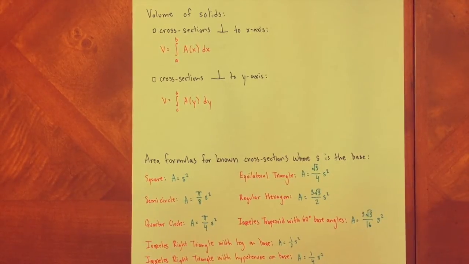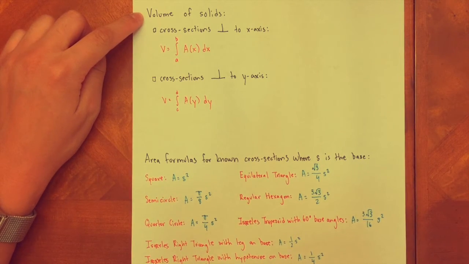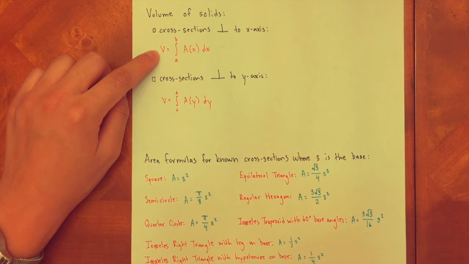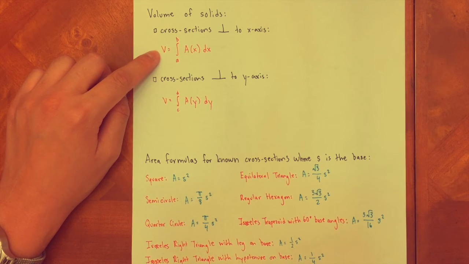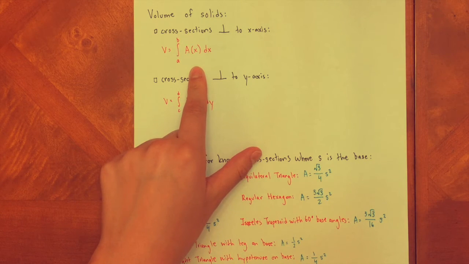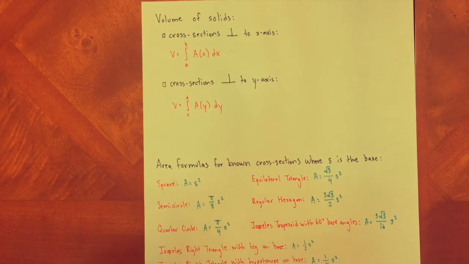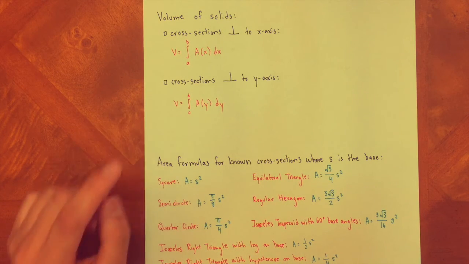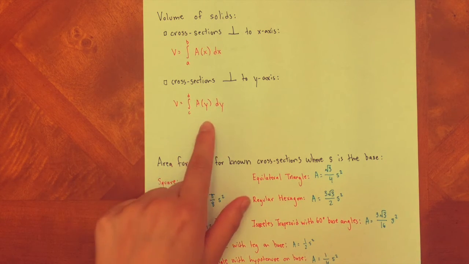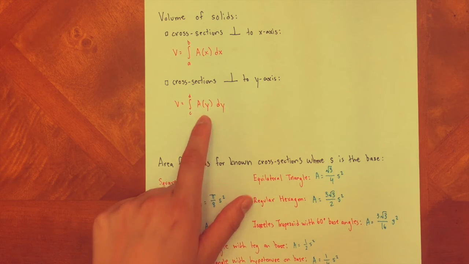So here are the formulas that you need to not fail this topic. Up here we have the volume of solids. When you have cross sections that are perpendicular to the x-axis, the volume will be equal to this formula right here. Note that it's A of x because the cross sections are perpendicular to the x-axis. When you have cross sections perpendicular to the y-axis, the volume will be equal to this equation here. Note that the area is A of y.